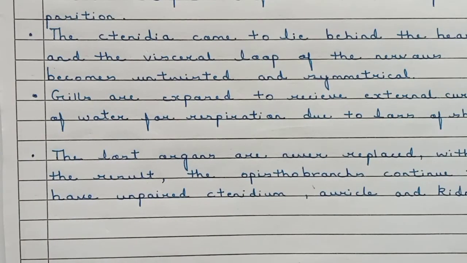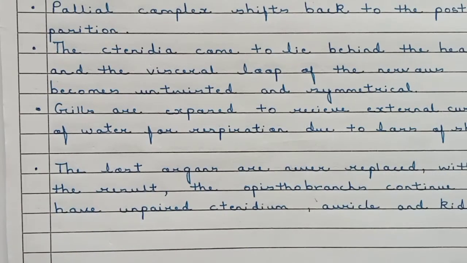However, in detorsion, all the organs lost because of torsion, as I said, that there was a single auricle, a single ctenidium, all the ctenidia, auricles, kidneys that were lost, are never replaced. However, they continue to have unpaired ctenidium, auricles and kidneys.